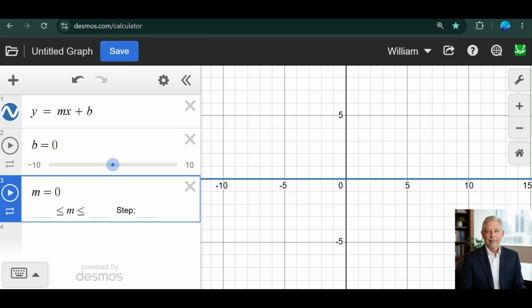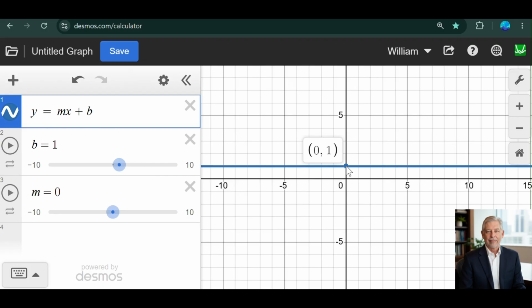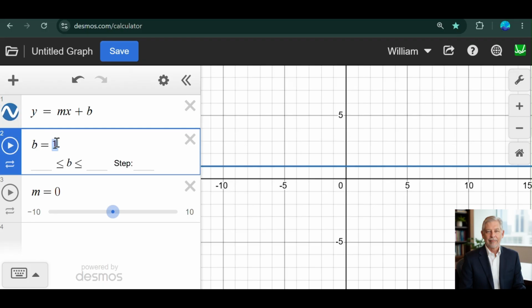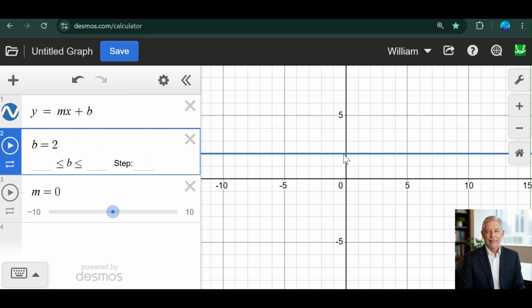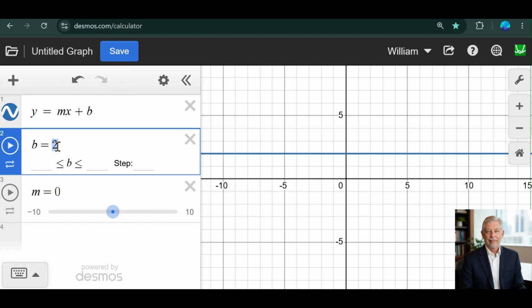Remember I said that your m is a slope and the b is the y-intercept? Let's see what happens first when we change the value of b. If I change b to 1, you notice how it comes right up to this point right here, (0, 1). And if I change b to 2, we have (0, 2). That's a y-intercept. Wherever the line crosses the y-axis, that's your b value. If I make b, let's say 5, there we go, it goes to 5.